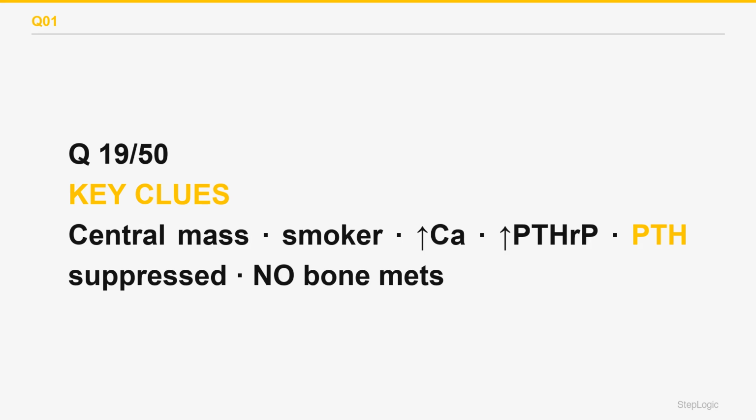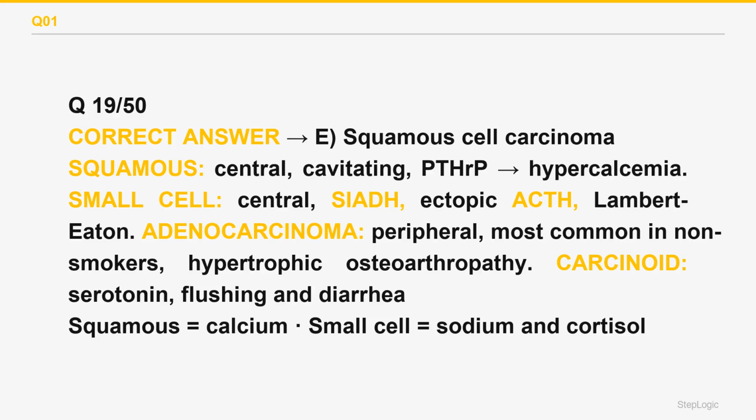The alternative mechanism, direct osteolysis from bone metastases, is excluded by the negative bone scan. The correct answer is E. Choice A is the near miss that punishes imprecise memory.